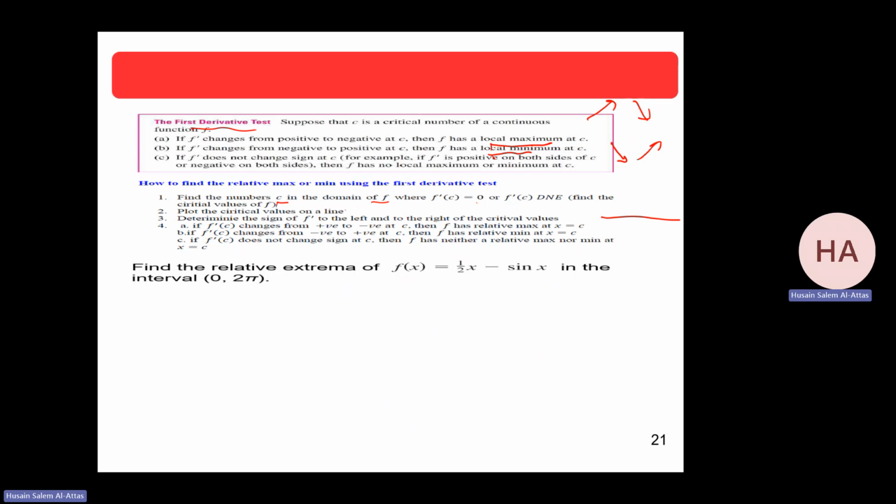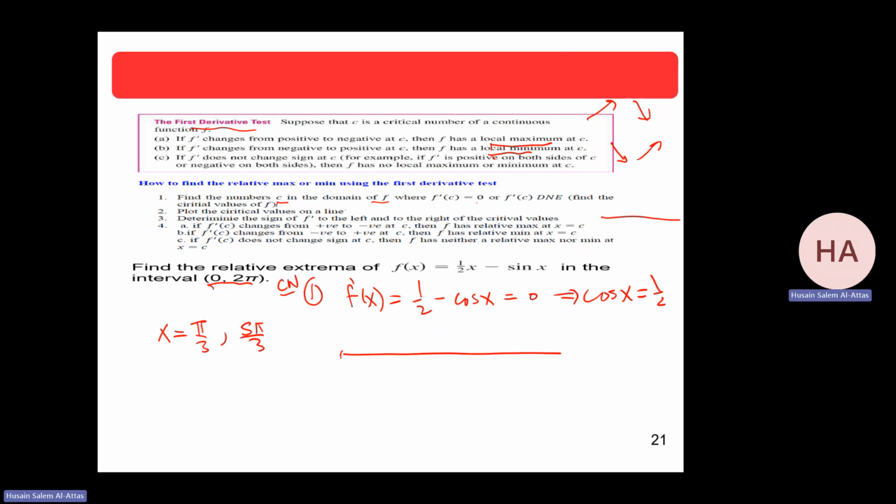Okay. We have this function in this interval. So we need to find first f prime, the critical numbers. F prime is half minus cosine x. And this is always defined, so we set it equal to 0. So it means cosine x equals half. When cosine x equals half, it's pi over 3, and it's in the first and fourth quadrant, so it will be pi over 3 and 5 pi over 3.